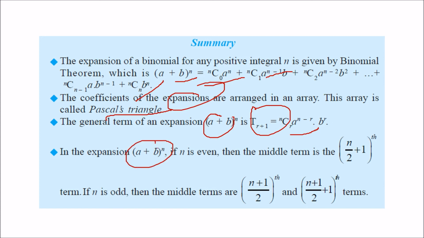If (a + b)^n has n even, then you get the middle term as the (n by 2 plus 1)th term. If n is odd, the expansion will give you two middle terms, the ((n plus 1) by 2)th term and the ((n plus 1) by 2 plus 1)th term. So this is what you are going to get. So this is all about the binomial theorem.